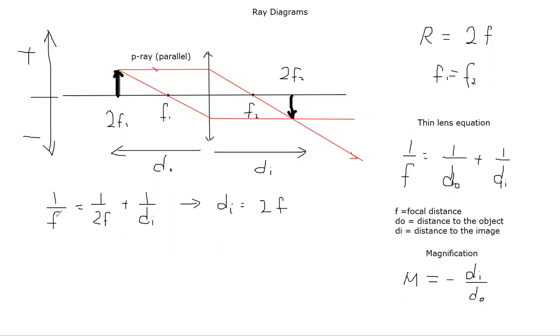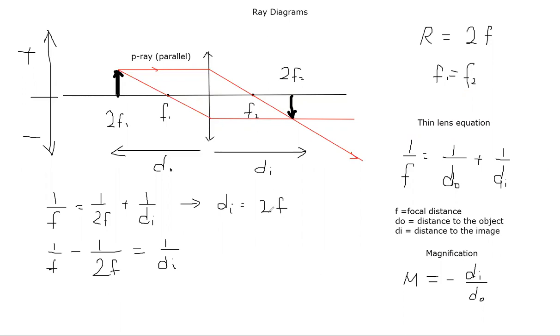Okay, so 1 over f equals 1 over 2f plus 1 over DI, because this is given. And let's say we're looking for the DI. Okay, can you solve this equation for DI? 1 over f minus 1 over 2f will be equal to 1 over DI, right? So if you can solve this for DI, you will get, yeah. Oh, I see. Okay, okay.